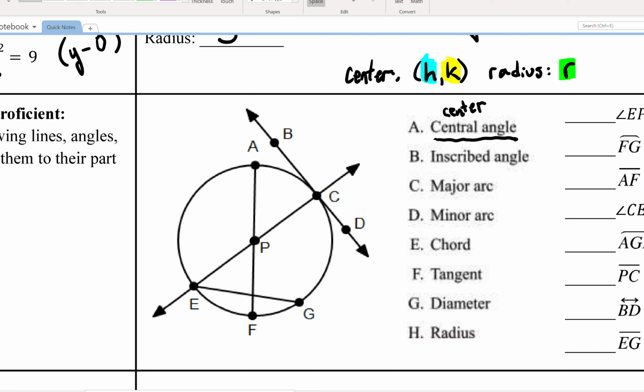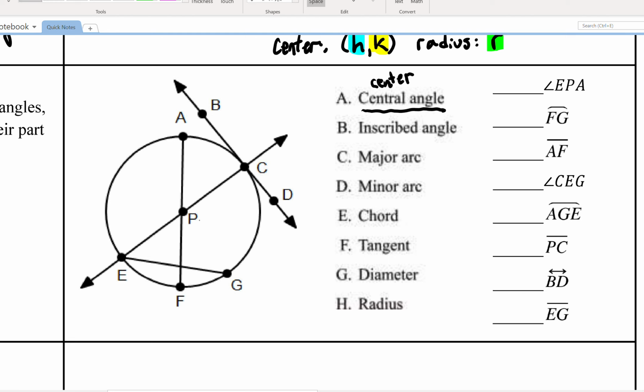And so I could say there's a central angle right here, APC. I could say a central angle here, CPF. I could say EPF or FPE. I could also say EPA or APE. And any one of those would work. And so the important thing is that your vertex is in the middle. So I look up here and I go, oh, wait, EPA.